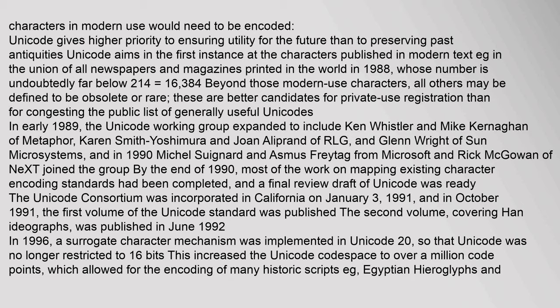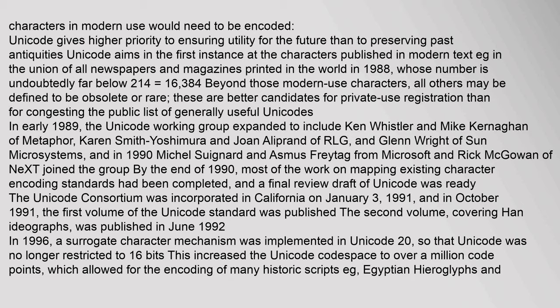In early 1989, the Unicode Working Group expanded to include Ken Whistler and Mike Kernaghan of Metaphor, Karen Smith-Yoshimura and Joan Aliprand of RLG, and Glenn Wright of Sun Microsystems, and in 1990 Michel Suignard and Asmus Freytag from Microsoft and Rick McGowan of NeXT joined the group. By the end of 1990, most of the work on mapping existing character encoding standards had been completed, and a final review draft of Unicode was ready. The Unicode Consortium was incorporated in California on January 3, 1991, and in October 1991, the first volume of the Unicode Standard was published. The second volume, covering Han ideographs, was published in June 1992.